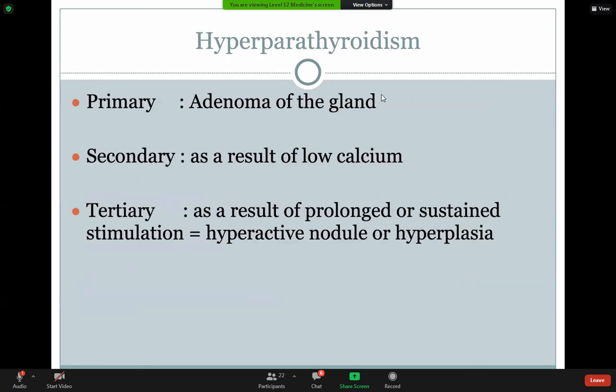When you have hyperparathyroidism, there are 3 types. You can have primary hyperparathyroidism caused by an adenoma of the parathyroid gland, or secondary hyperparathyroidism as a result of low calcium. So if you have a reason for low calcium in the blood, the parathyroid gland will secrete more PTH. Or tertiary as a result of prolonged or sustained stimulation, such as hyperactive nodule or hyperplasia of the gland.